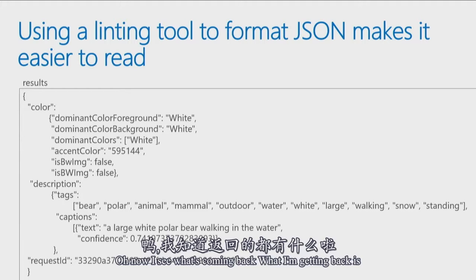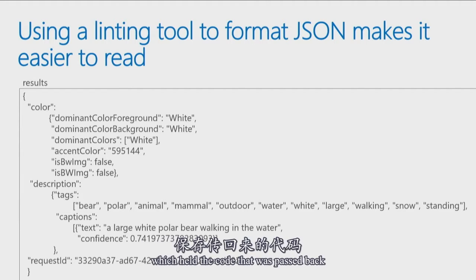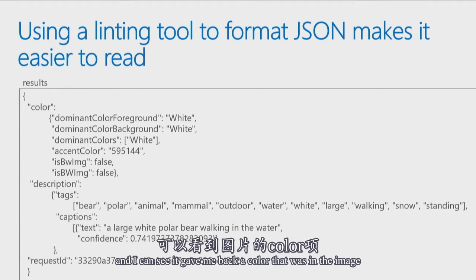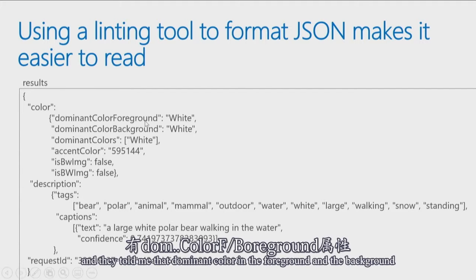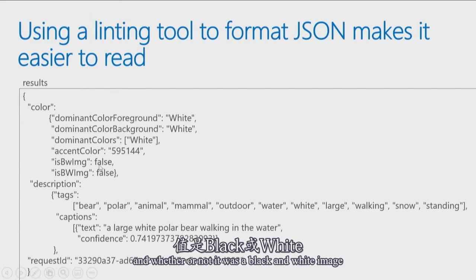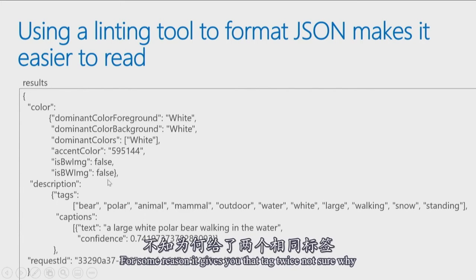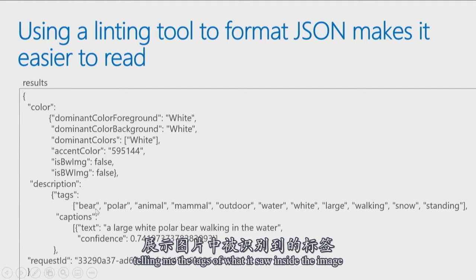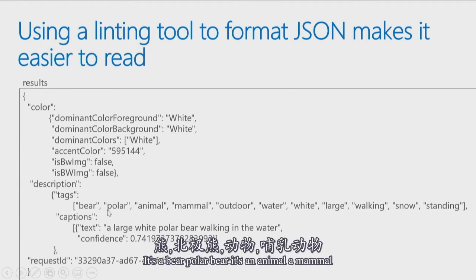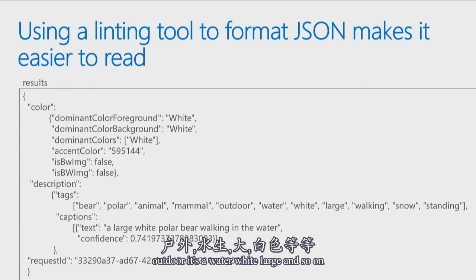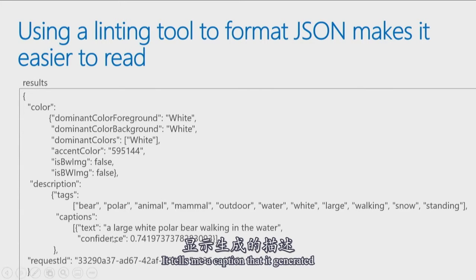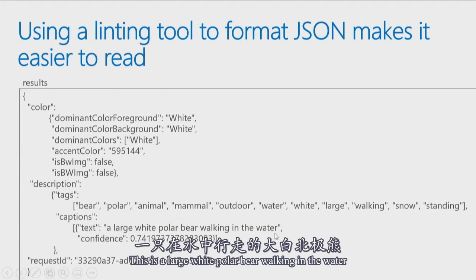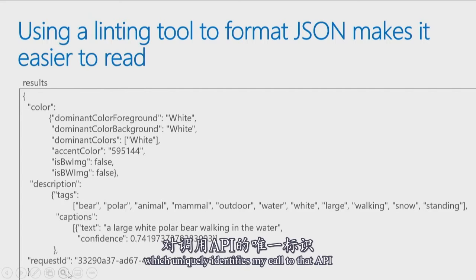What I'm getting back is, I had a variable called results, which held the data that was passed back, and I can see it gave me back the colors in the image: the dominant color in the foreground and the background, the accent colors, and whether or not it was a black and white image. For some reason it gives you that tag twice, not sure why. And then it gave me a description telling me the tags of what it saw inside the image. It's a bear, polar bear, it's an animal, a mammal, outdoor, water, white, large, and so on. It tells me a caption that it generated: a large white polar bear walking in the water, and a request ID, which just uniquely identifies my call to that API.